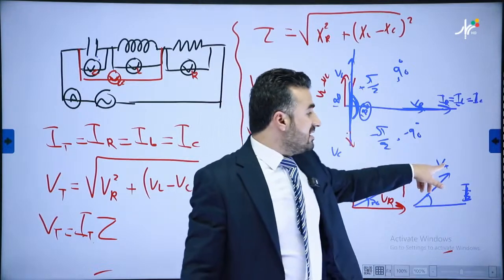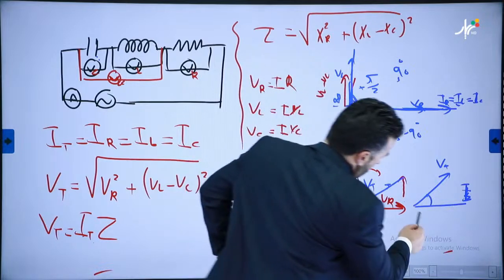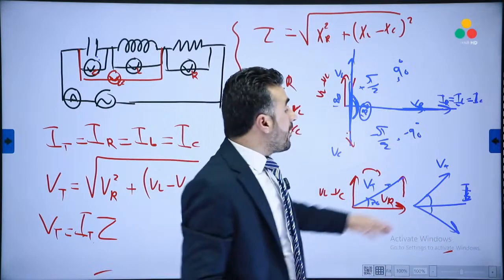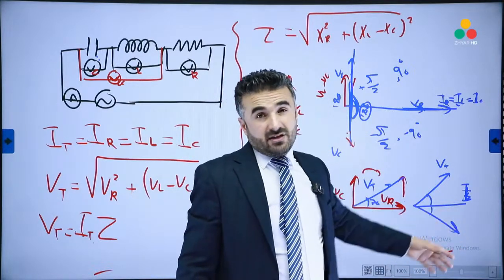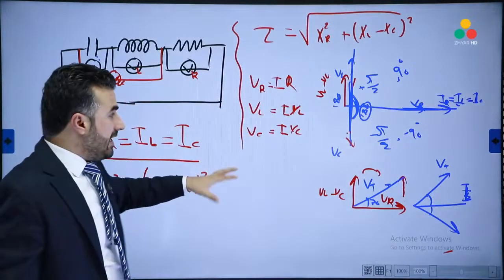So if it is positive, that means the voltage leads the current. If it is negative, of course, it is going to be in the opposite direction here. That means the current is leading the voltage by this many degrees. So far, this is where it comes from, by the way. Okay, so this is the equation.